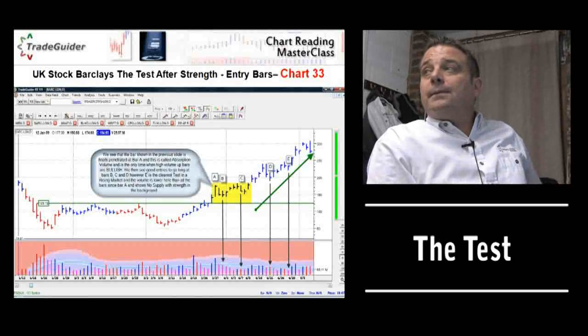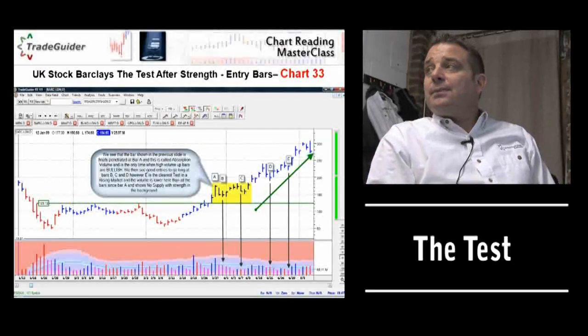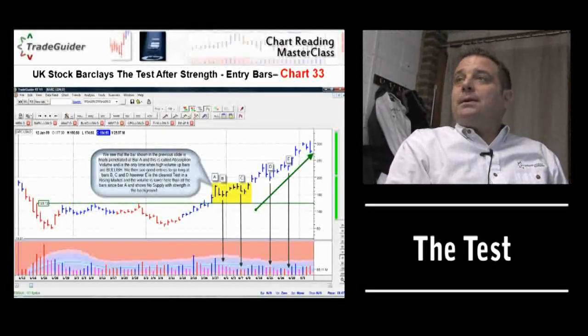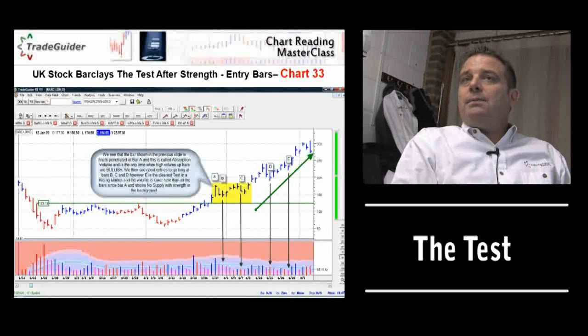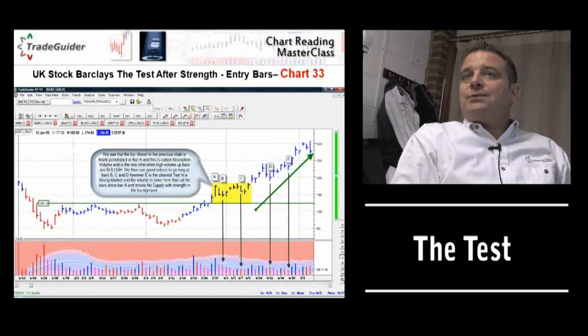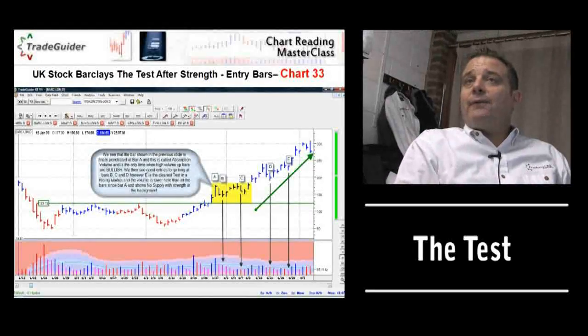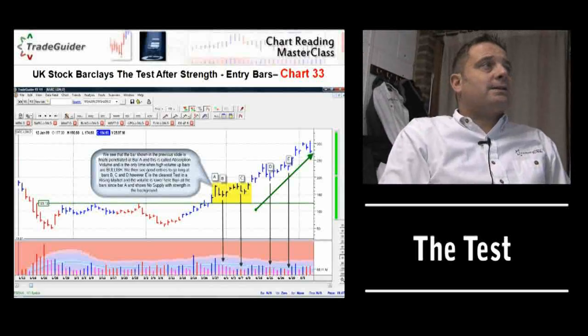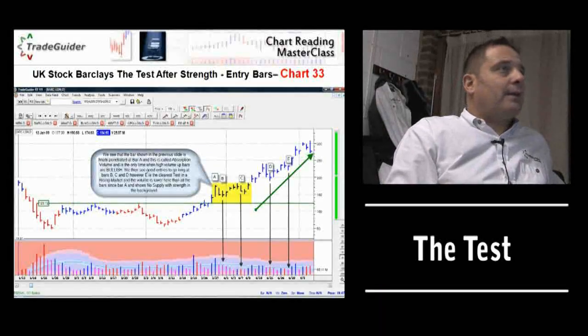Anything to add to that? Nothing I can really add to that one. Okay. No. Tom, anything you want to add there? You've got stopping volume. No, it churns a little bit. It hits resistance twice, and then it goes up on very high volume. Immediate test, and then takes off. Yeah, very, very obvious one, that one.